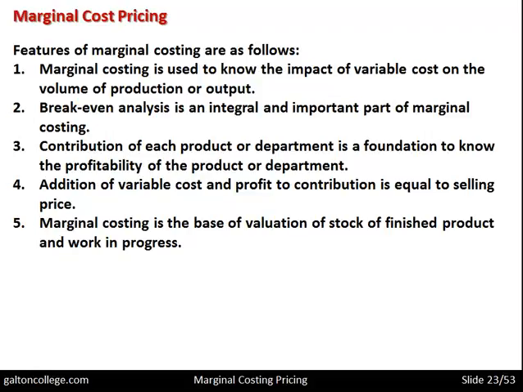Marginal costing is the base of valuation of stock of finished product and work in progress. And that's how we would value finished stock. When companies produce, perhaps overproduce, and some of the items have to be stocked in the stores, then they would be stocked at marginal cost, at what it cost the business to produce those items in terms of raw materials and variable cost that can be identified that goes to make those products. So the stock valuation will be based on marginal costs.